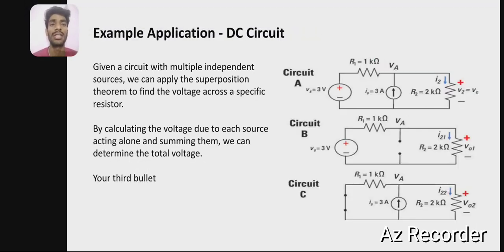Example application of DC circuit. In a given circuit with multiple independent sources, we can apply the superposition theorem to find the voltage across a specified resistor. By calculating the voltage due to each source acting alone and summing them, we can determine the total voltage.